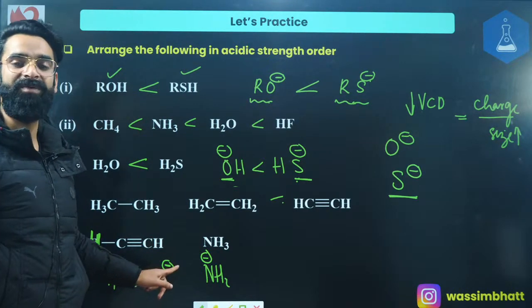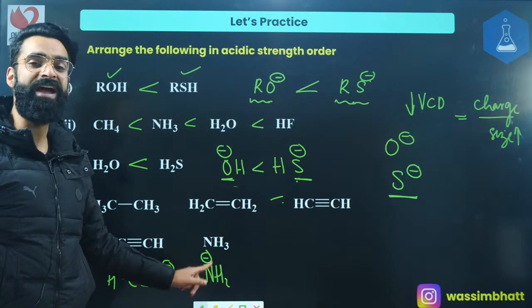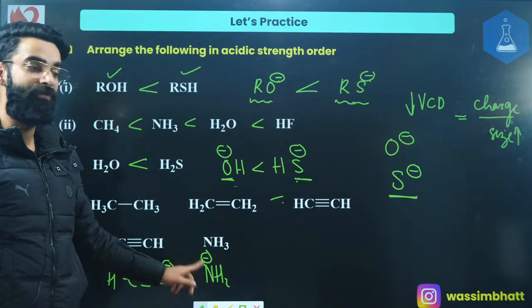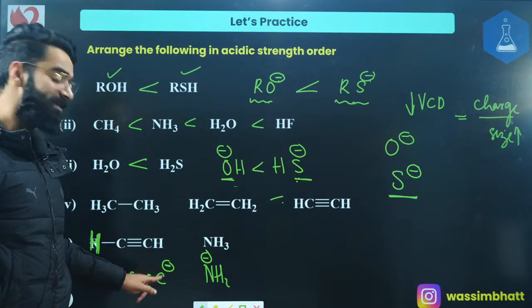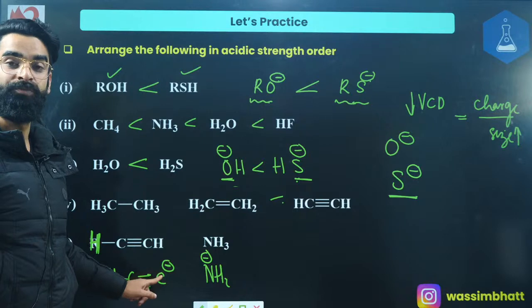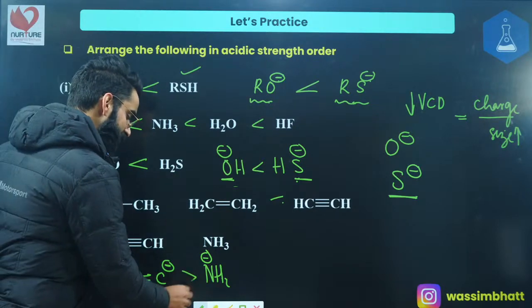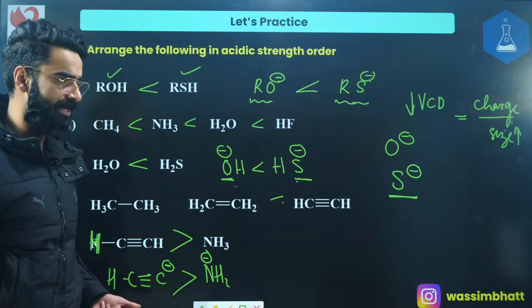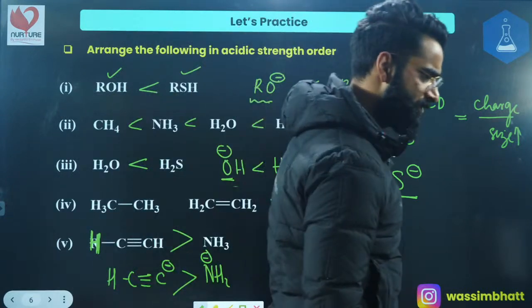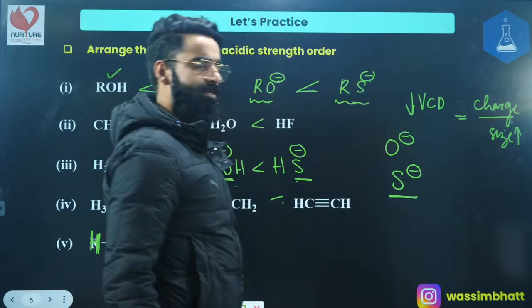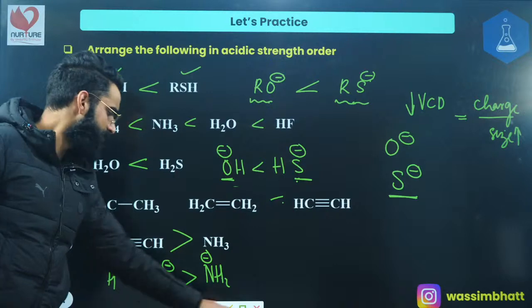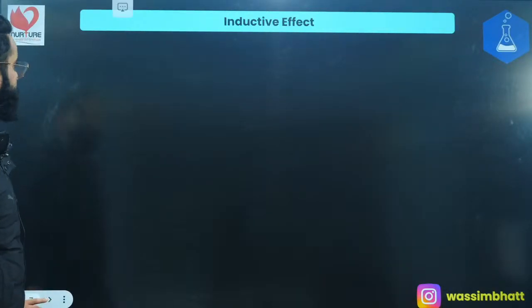sp hybridized carbon carrying negative charge, sp3 hybridized nitrogen carrying negative charge. Which one is more electronegative? I'll say this carbon is more electronegative. Negative charge is more stable on a more electronegative element. So this is the stability order. If this is the stability order, the same is going to be the acidic strength order. Perfect. This is very, very simple. I'm sure every single thing is clear to you.